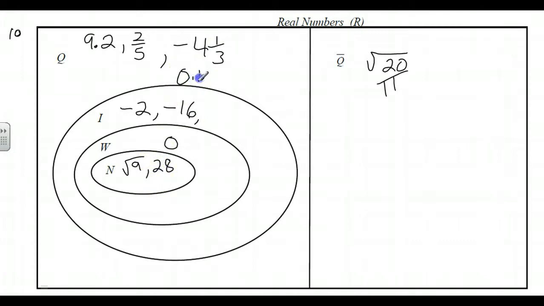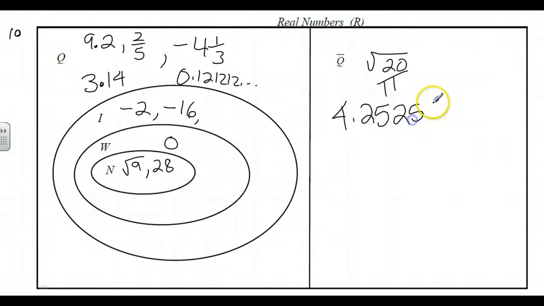0.121212 repeating, rational, since it's a repeating decimal. 3.14, rational. That's not pi. That's rounded. You will never use this for pi other than on that one worksheet, which is from like junior high, so we kind of ignore that. 4.255252525. There's a pattern here, but it's not repeating, right? Because next would be 2 and then 4 5s and then a 2 and then 5 5s.